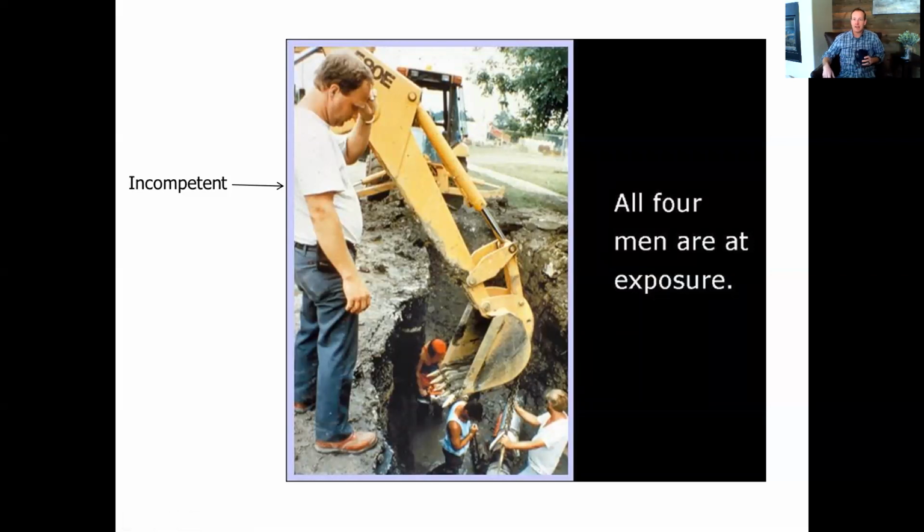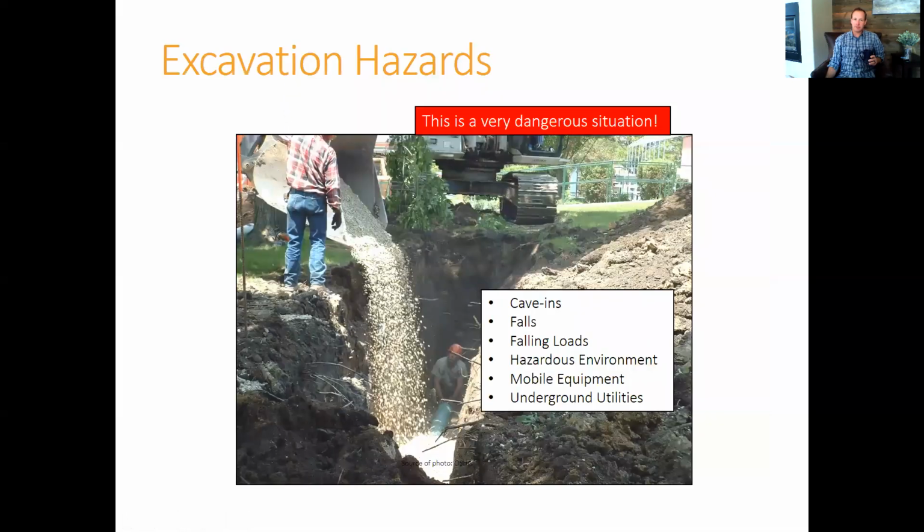So all 4 of these guys, you can tell that this trench is over 5 feet deep. So that's one problem. It has no protective system, and there's water down on the bottom. There's overhead hazards. So some of these guys, if not all of them, are not wearing hard hats. And so that's an issue because they're down there without hard hats. So they're obviously at exposure, but multiple levels of exposure.